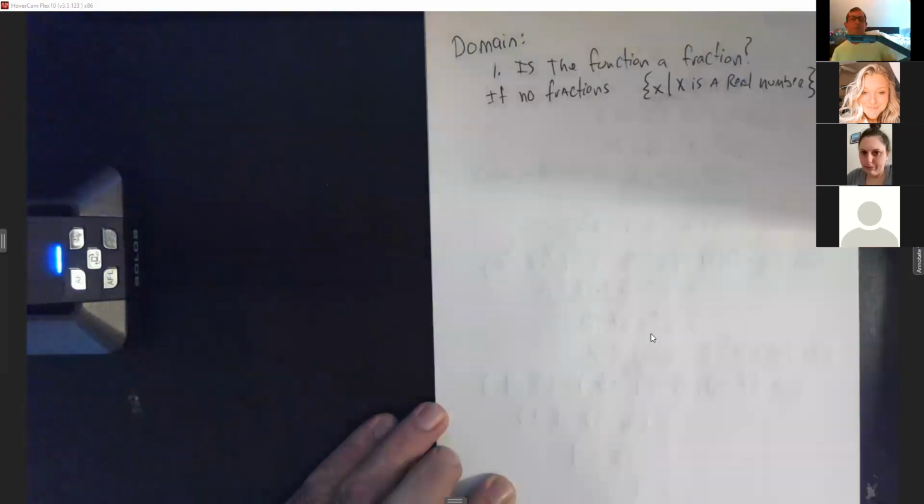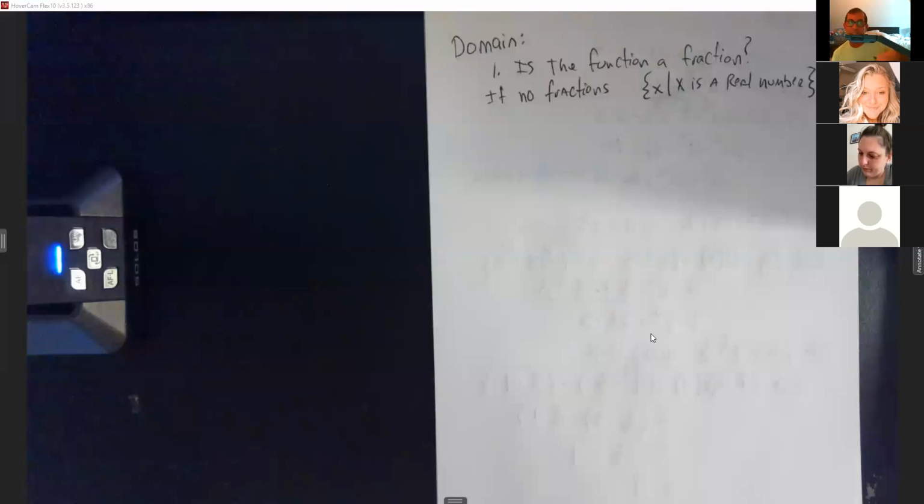Because if there's no fractions, I don't have to worry about denominators equaling 0. And if it's not a fraction, any number I throw in, it gives me out a number. It's just those fractions you got to worry about.